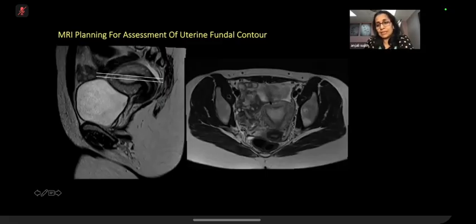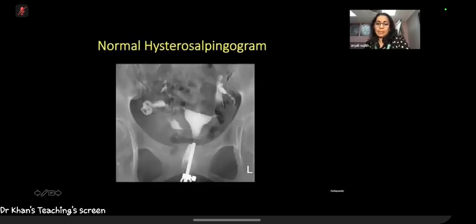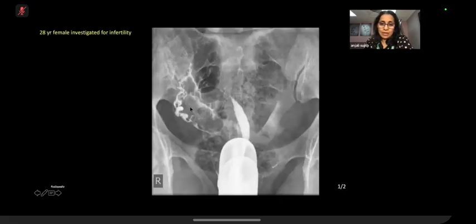This is achieved by planning the coronal slices parallel to the long axis of the endometrium. And thus you get a view which will show the smooth contour of the uterus. Now, this is a normal hysterosalpingogram showing the distended uterine cavity, tubes with bilateral spillage. Let's come back to the first case again. Now, how will you approach this case again?